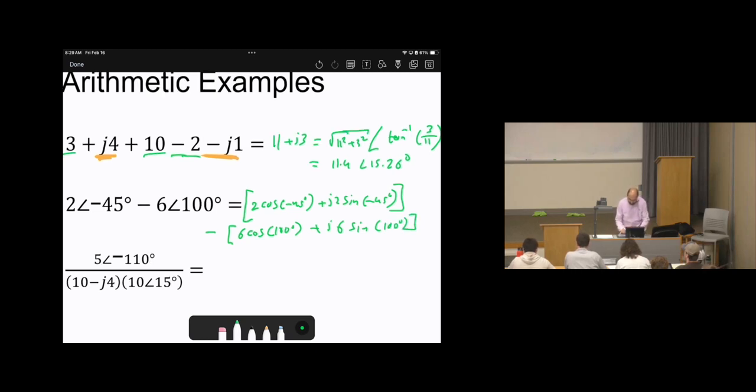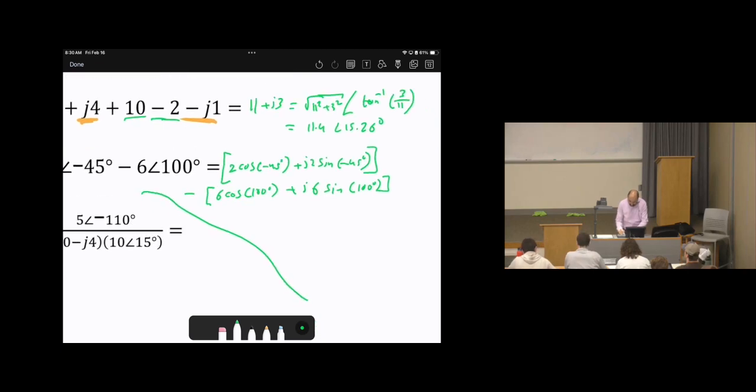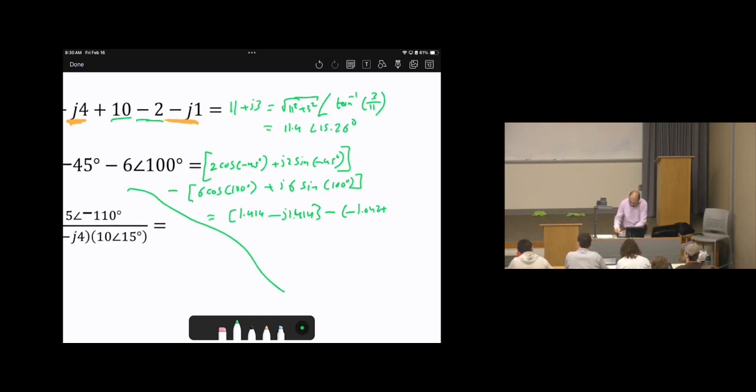So let's find the values. The first one will be 1.414 minus J1.414. Then subtract it from negative 1.042 plus J5.909. Now, when you do the subtraction, do it for the real parts together. Don't forget there is a subtraction. So 1.414 minus negative, minus will make it positive.